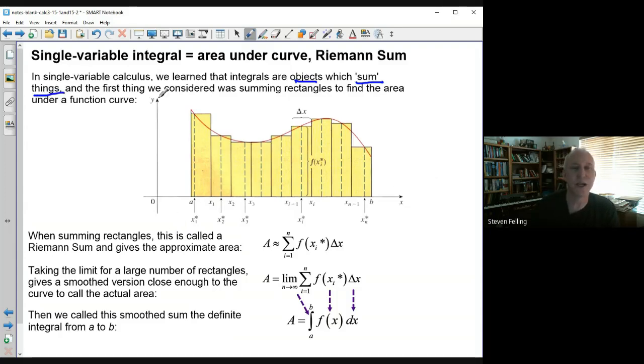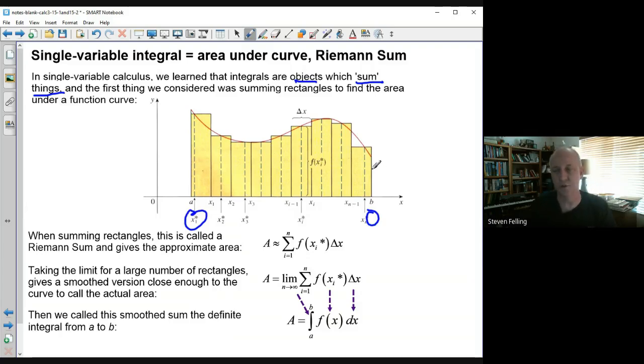The first thing that we had the integral sum was rectangles to find areas under a function curve. So if we had a function curve like this, and we wanted to find the area from some starting x to ending x, then we could divide that into different shapes here that we would add up. And when we do that, it's called computing a Riemann sum.